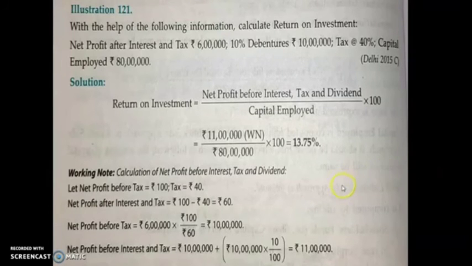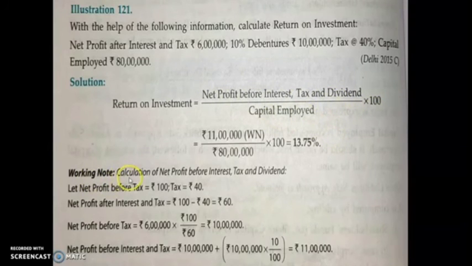Now let us do one problem. Here you are asked to calculate return on investment. The information given to you is net profit after interest and tax at 6 lakhs, 10% debenture of rupees 10 lakh, tax is given as 40%, capital employed amount is given to you as 80 lakhs. As usual, write down the formula first. Return on investment is equal to net profit before interest, tax and dividend divided by capital employed into 100.